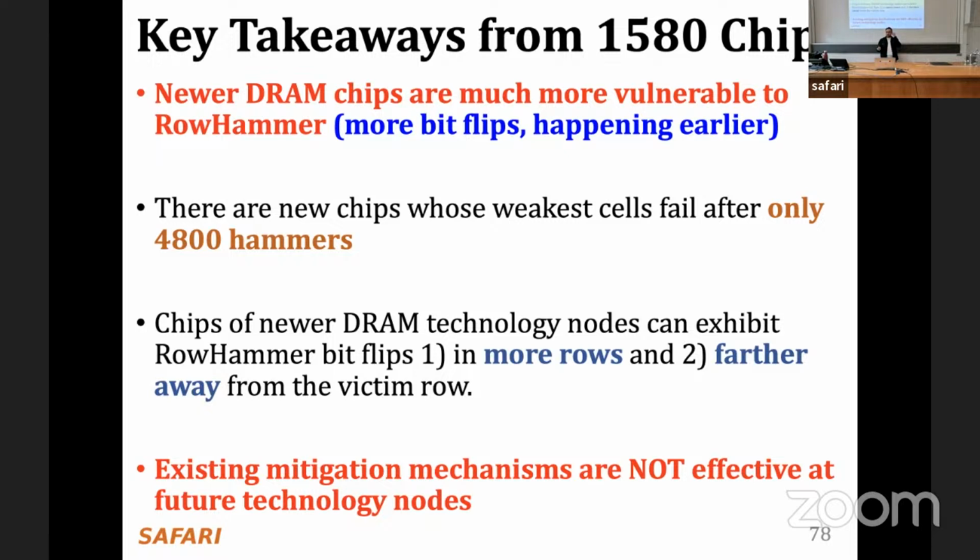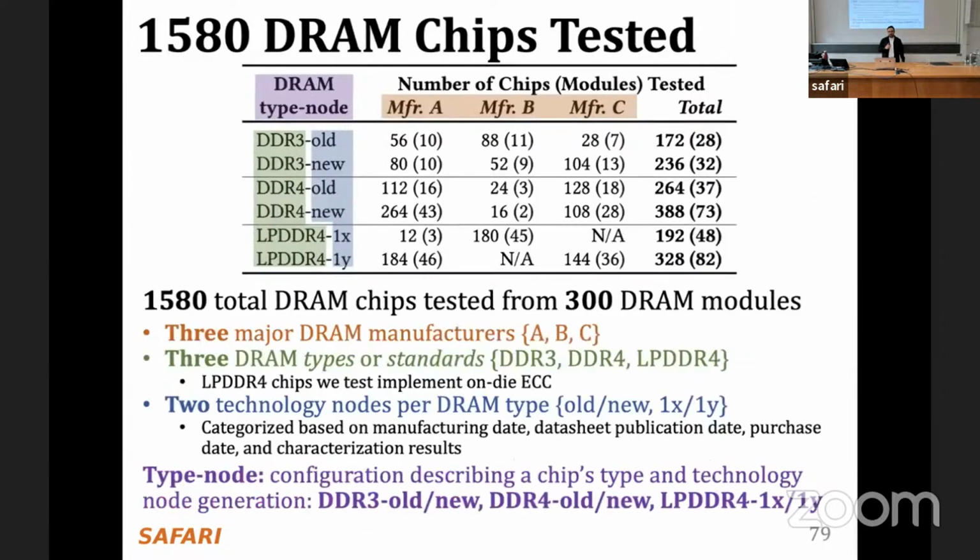Chips of newer technology nodes can exhibit RowHammer bit flips in more rows and farther away from the victim row. And existing mitigations are not effective at future technology nodes. We evaluated the existing mitigation mechanisms of that time as well and showed that they incur too high performance overhead. So you end up either having bit flips in your system or having a quite slow system.